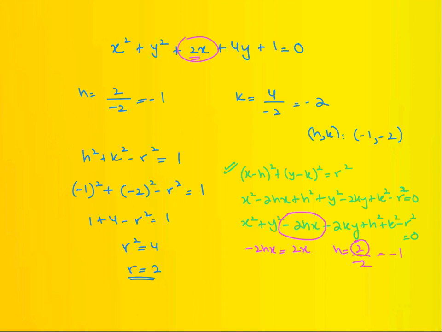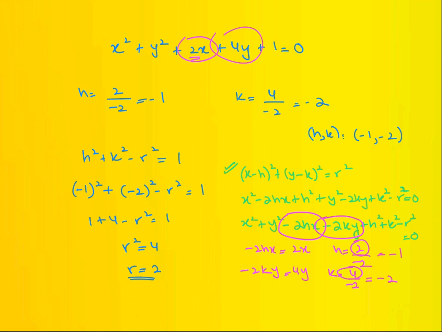Similarly for k, I see a k here in the term in y. So if I compare this term in y to the term in the given equation, which is 4y, again cancel y both sides, what I'm left with is minus 2k equals 4. Therefore k is 4 upon minus 2, which is again minus 2. Now what is this 4? This is the coefficient of y in the given equation. So that's how we can find h and k in the expanded form.